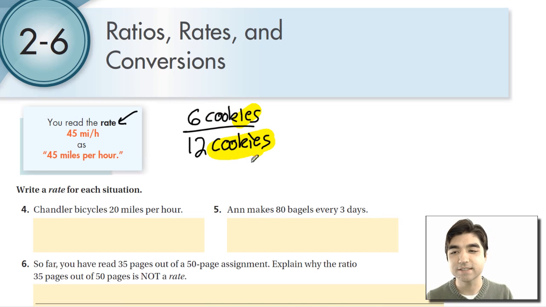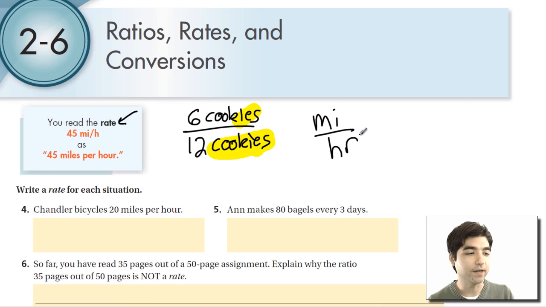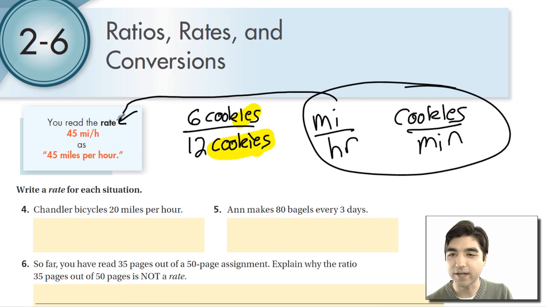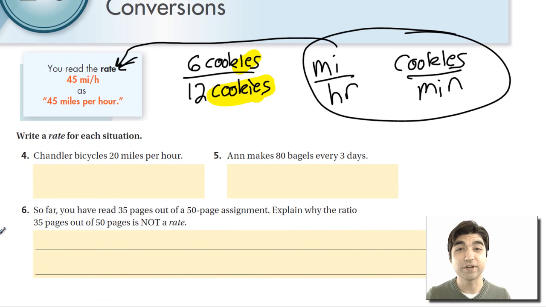So instead of cookies, you might be comparing miles per hour or cookies per minute. So these are all rates. So in this one, they have 45 miles per hour. You know, that's like something you're very familiar with driving in a car. So let's look at some questions here.